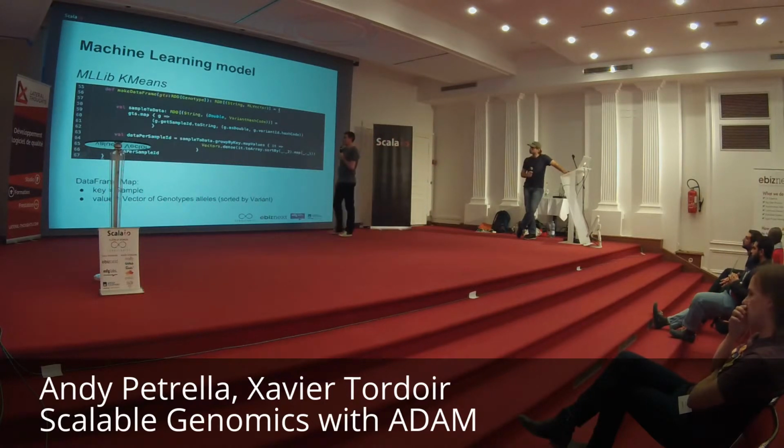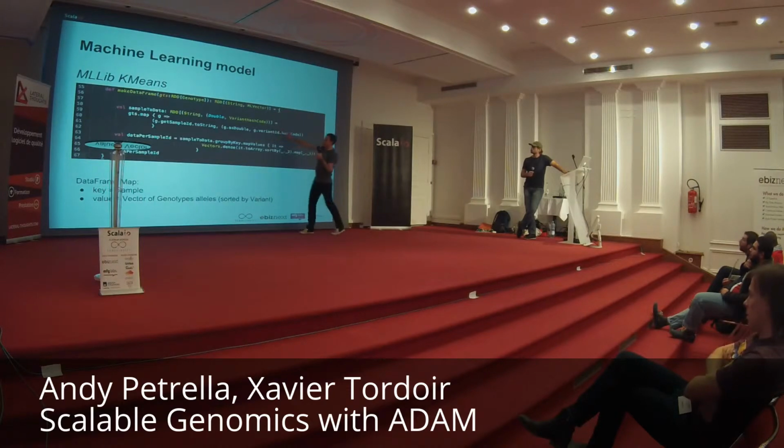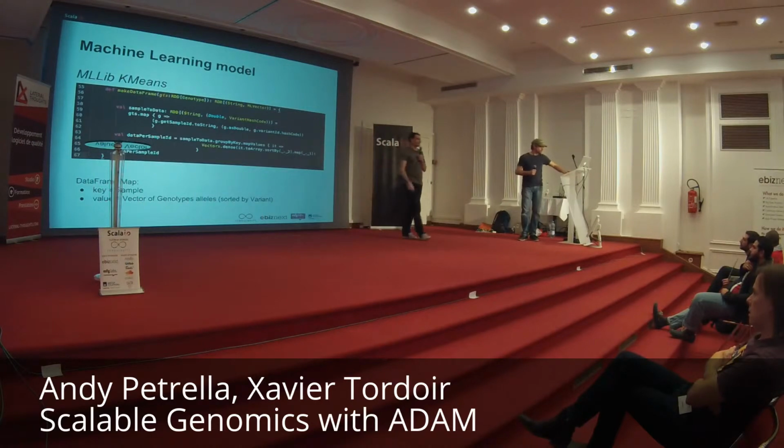Okay? So we simply have to make a group by, where the group is the sample ID, and then we have to store as value an array which is the different alleles. And we have to be careful, of course, to sort it every time in the same order, just for this to make sense.